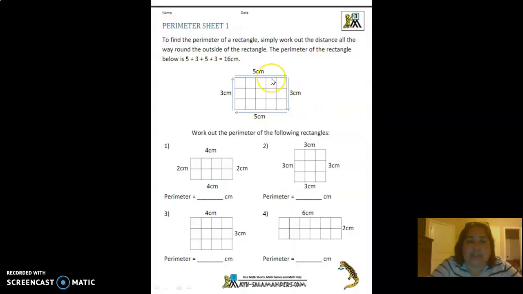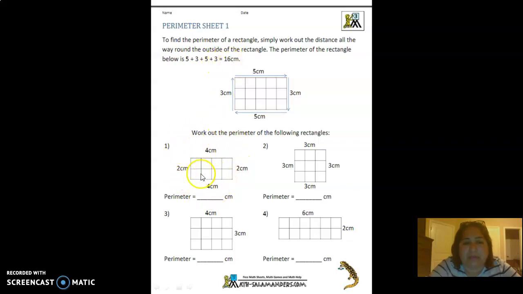Let's start with the first sheet, okay? Find the perimeter of the rectangles. Simple: work outside, the distance all the way around the outside of the rectangle. So right here is the rectangle. You have 5, 3, 5, and 3. So here's the example. You're going to add all the sides together: 5 plus 3 plus 5 plus 3 equals 16.